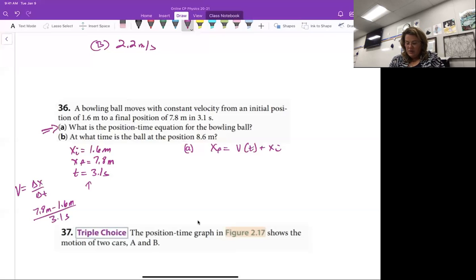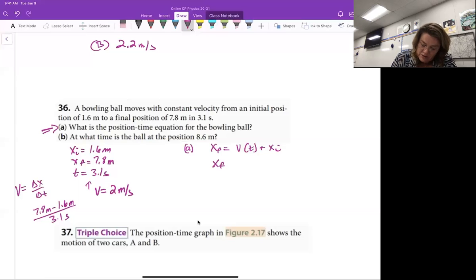I believe that comes out to 3 meters per second. So let's figure that out. 7.8 minus 1.6 divided by 3.1. Be helpful if the calculator was on. Enter, divided by 3.1. I'm sorry, it comes out to 2. So velocity is equal to 2 meters per second. I'm going to double check that. I almost always have to get the same answer twice. Okay, 2 meters per second. Now I can finish this problem.